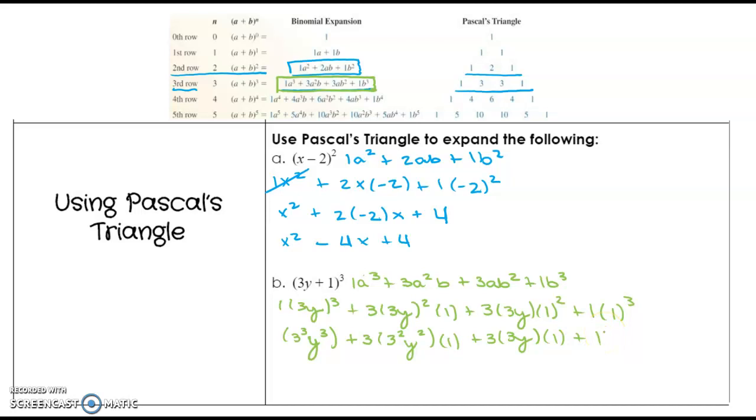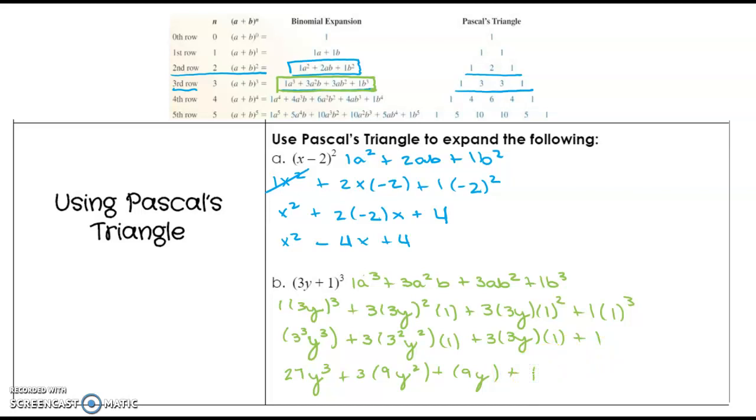All right, so let's simplify this even further. 3 to the third power is going to give me 27y to the third plus 3 times 3 to the second is going to give me 9y to the second times 1. I don't need to write that every time because it's always times 1. And then moving on, we have 3 times 3y, which is going to give me 9y times 1, which I don't really need to write, and then I just have my plus 1 on the end.